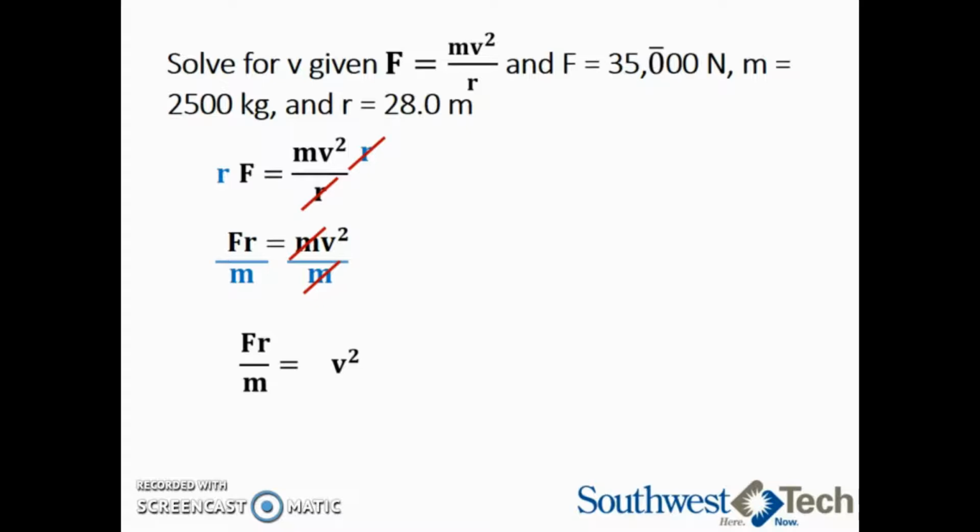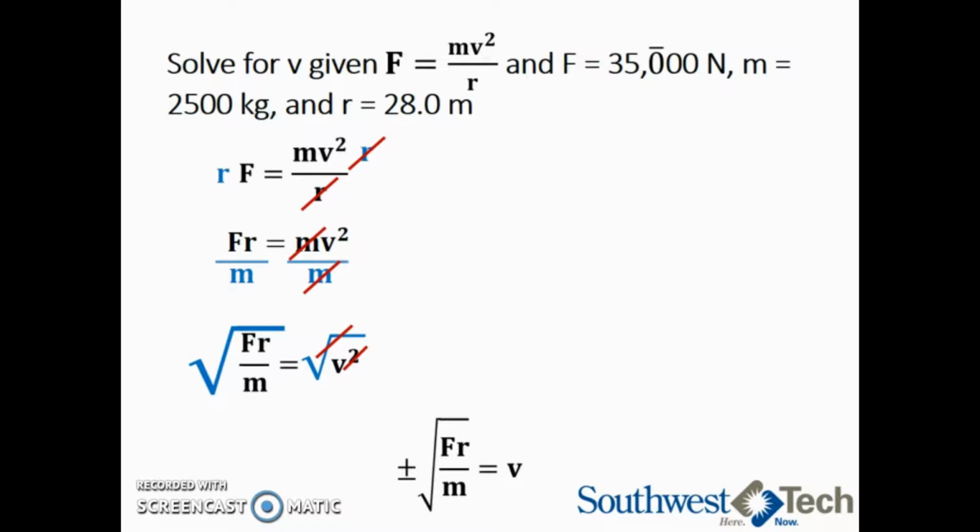Last, in order to get v by itself, we need to take the square root of both sides. Taking the square root will cancel off the square on the v, so we are left with only v on the left-hand side. The right-hand side will be plus or minus the square root of F multiplied by r divided by m. We need both the positive and negative values because in our original equation, v could be positive or it could be negative. Since we are squaring it, we get the same value for both the positive and the negative root.